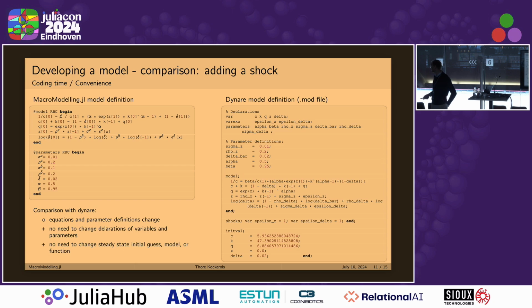If I do that in Dynare, well, I have to change the variable declarations. So delta used to be a parameter, now it's a variable. I have to introduce the new variables in there. Equations and parameter definitions, okay, that's the same. Now I have a new shock, so I have to add the new shock. The initial values, I have to add the new initial value because there's a new variable. And this is a simple example. If you have a more complicated example where you even need to write a function to find your steady state, you have to take care of that in all those places. And that is where, if you just want to simply check something, the coding time is just way faster if you do it like this.